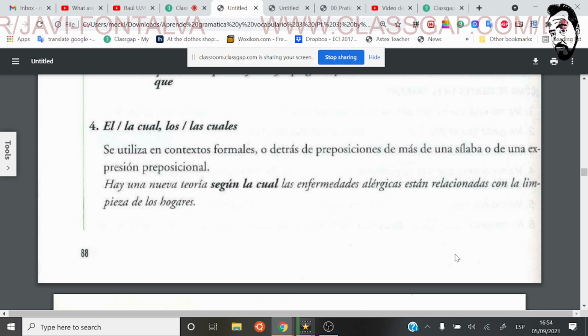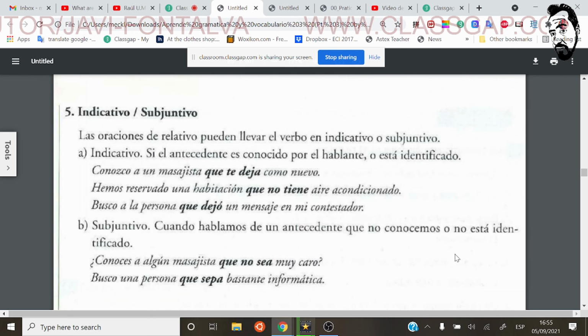Okay, with this kind of sentences where you have a main clause and a secondary clause, in the secondary clause you might have subjunctive, but not always. So, when do we use subjunctive and when don't we? If you're talking about a person or something you know exists, you won't use subjunctive. You will use indicative, the normal tenses. For example, conozco a un masajista que te deja como nuevo. So I know a masseur who makes you feel like new.